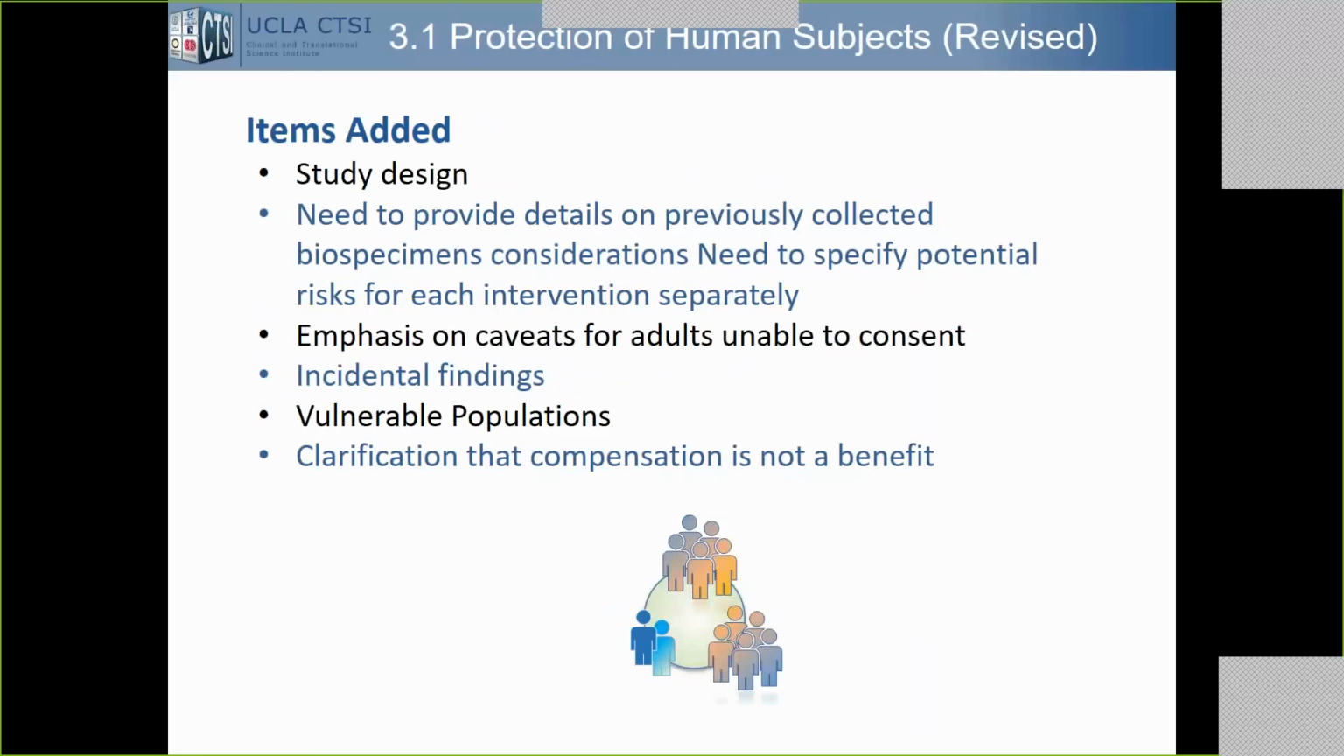They do require a very brief study design overview. They have clarified that you need to provide details on previously collected biospecimens, with emphasis on that. If you have a study with caveats for adults that are unable to consent, you have to address potentially incidental findings if it's applicable to your project.